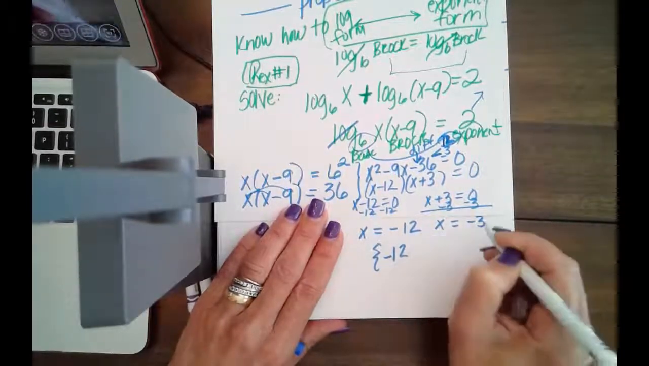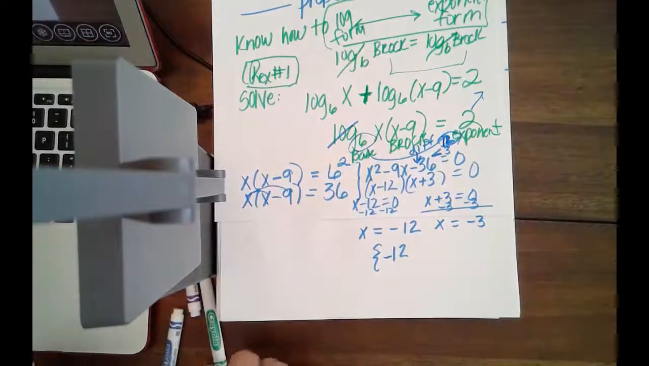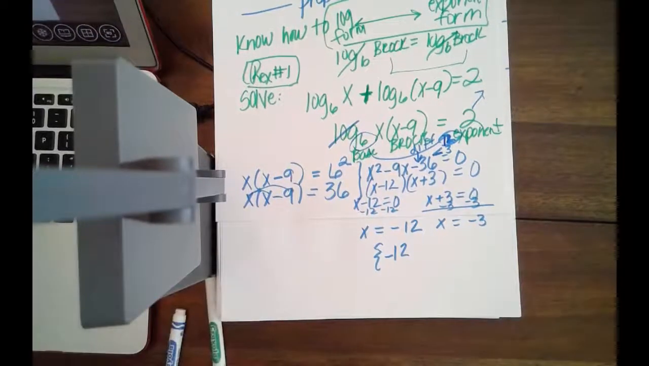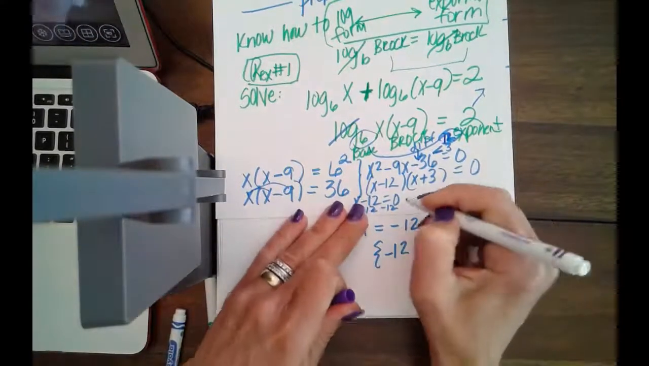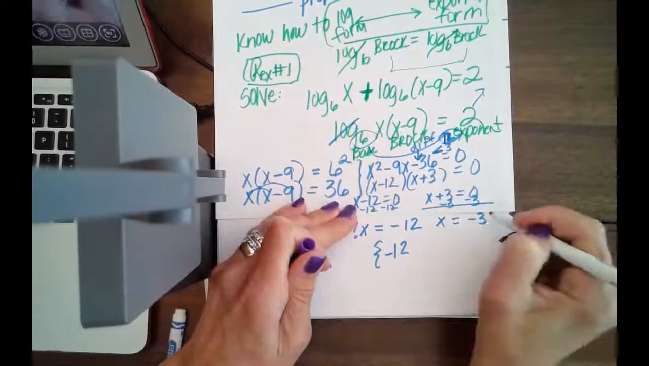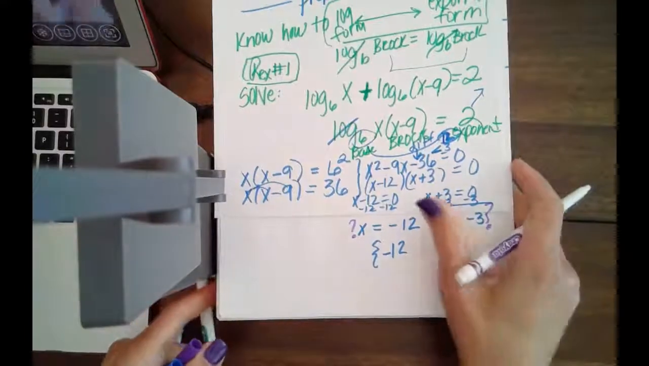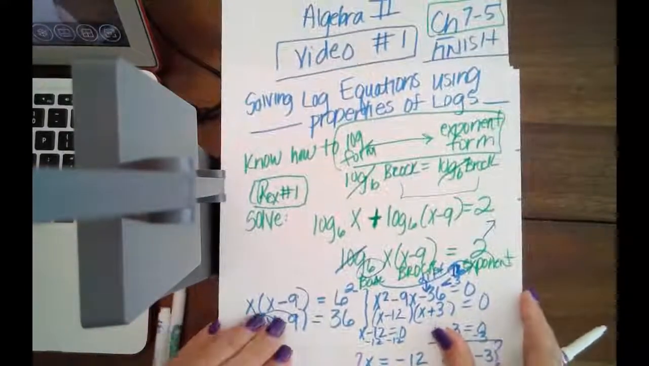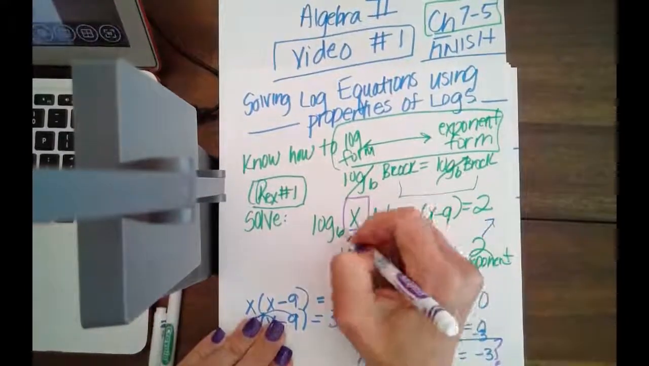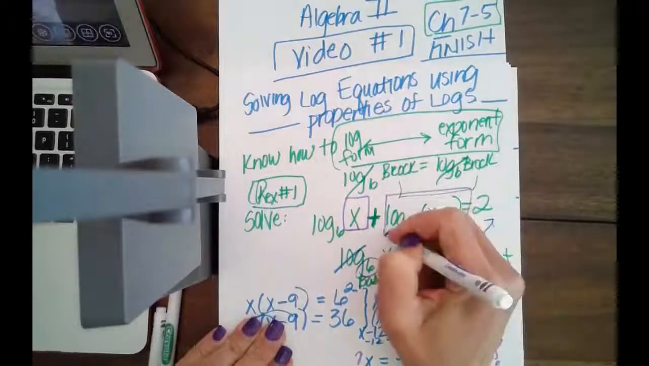Now, we're not sure if those are valid. We have to test them. So I want you in your mind to put an invisible question mark. You're like, I don't know yet. I'm not going to say it is. I ain't going to say it ain't. But let's test it. So let's look at negative 12 inside of our original problem. So if we go up here, we're looking here, and we're looking here.